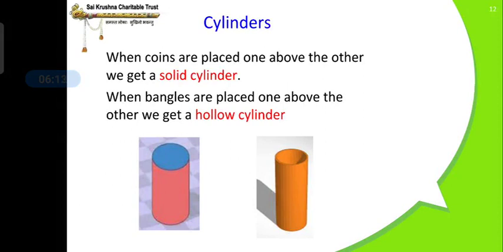Okay, how is a solid cylinder formed? When coins are placed one above the other, we get a solid cylinder, which means it will be full. The cylinder will not have any holes in it. It is not hollow. Okay, it is fully filled. It is called a solid cylinder. What happens when you place bangles one above the other? You get a hollow cylinder, which means in the center of that cylinder, you will have some space. So that space, therefore, it is called a hollow cylinder. Okay, understood the difference between solid cylinder and hollow cylinder?